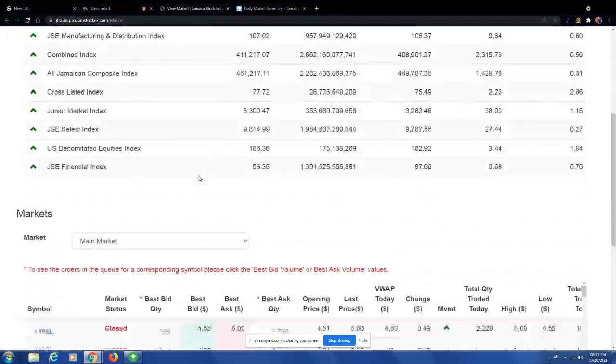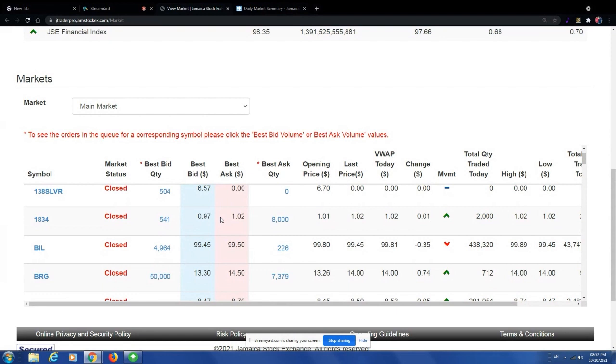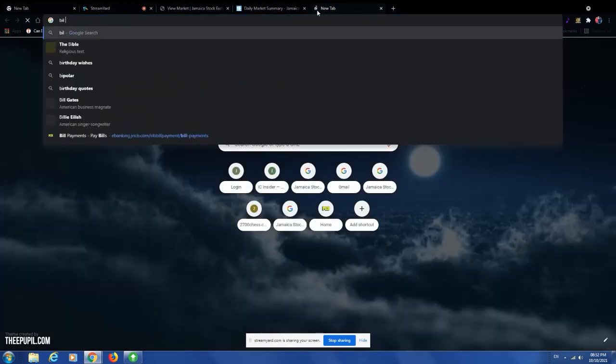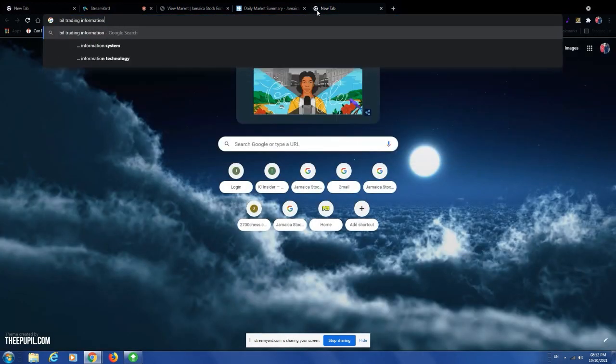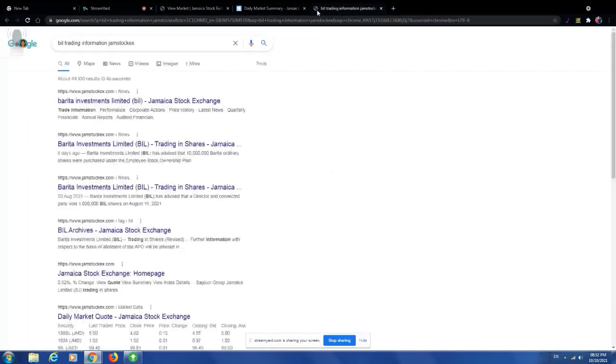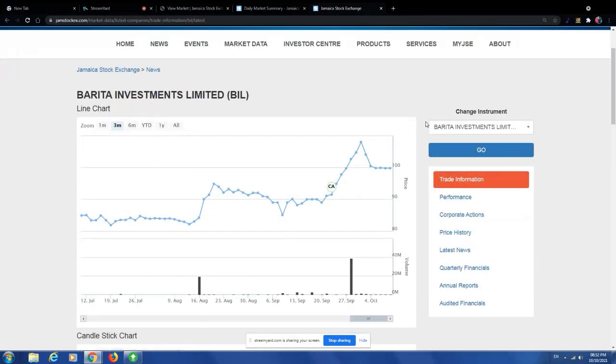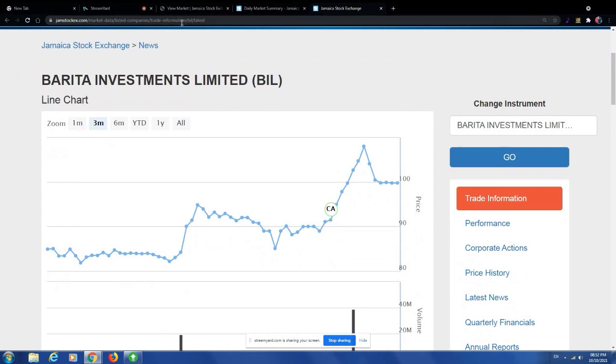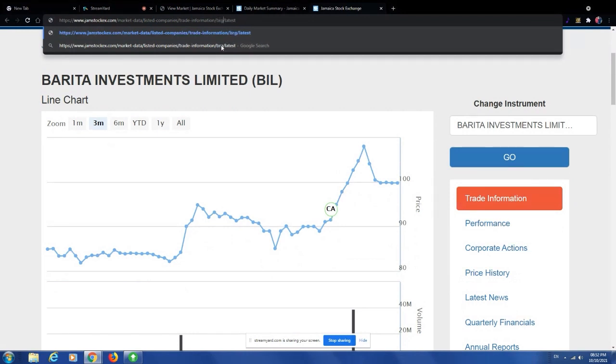So back to the markets. As I said in the past, it will tell you what the stock ticker symbol was. I don't know why that is happening, but for those who don't know, what you can simply do, guys, is type in, for example, BIL trading information, Jamstockex. So in this case, I didn't know what the company's ticker or symbol was, but I just typed it into the JSE's website and it tells me what the company's name is. So even though I don't know, I can use this route.